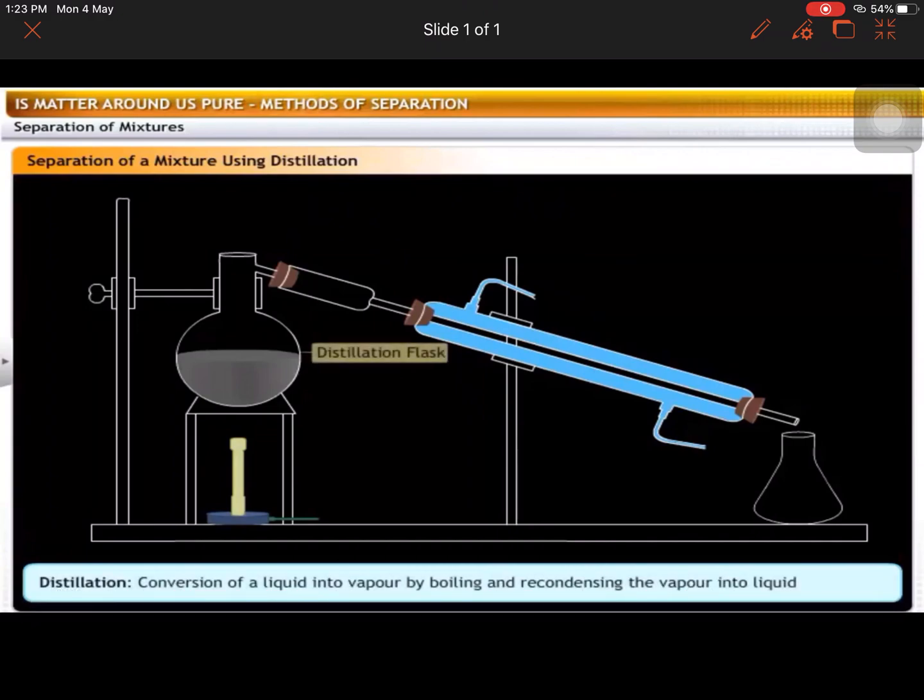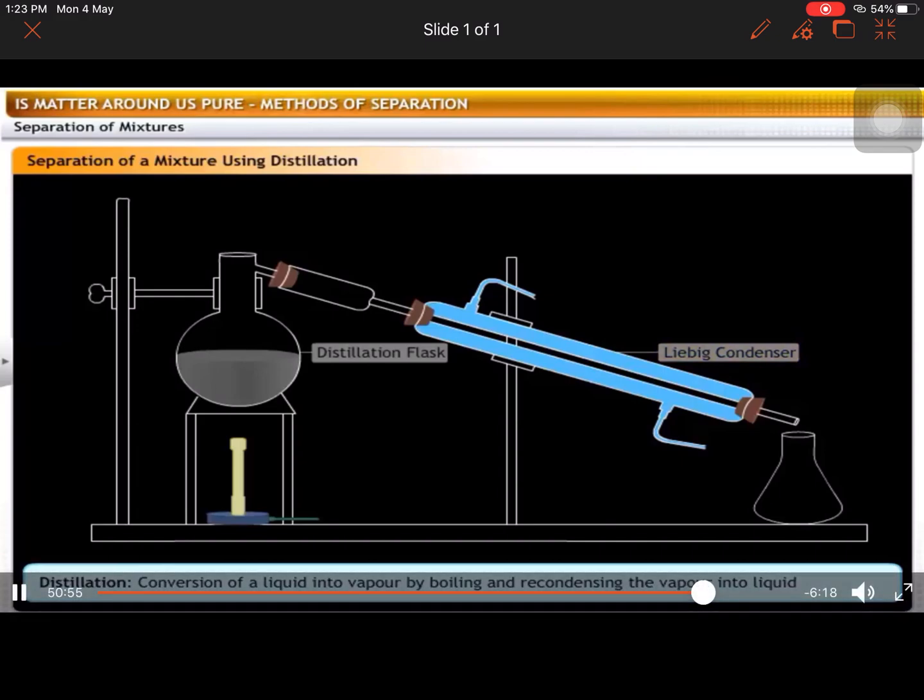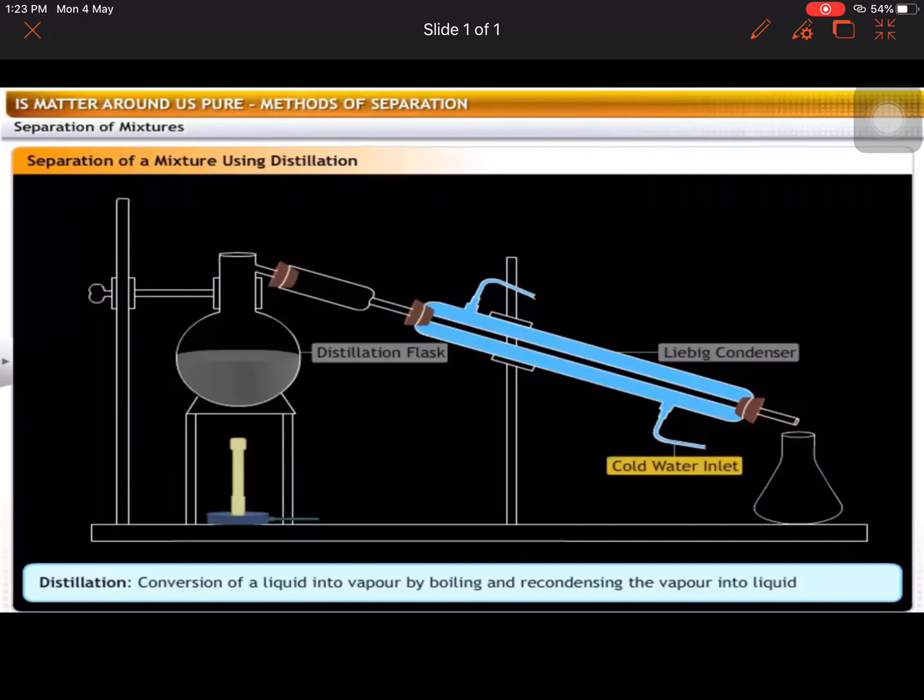Put the mixture into a distillation flask. A distillation flask is a round-bottomed flask with a tube at its neck. This tube is attached to a Liebig condenser. The Liebig condenser is a long glass tube within a glass jacket with an inlet and an outlet for water. You can just pause the video and draw the entire setup. How will you separate acetone and water in the mixture?